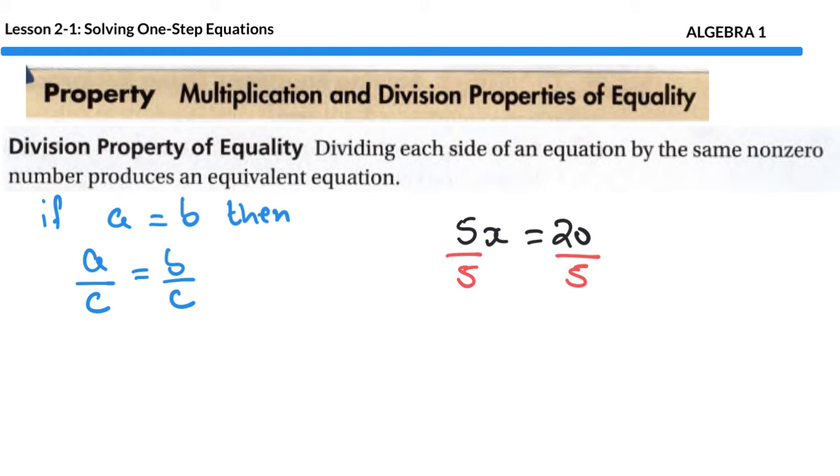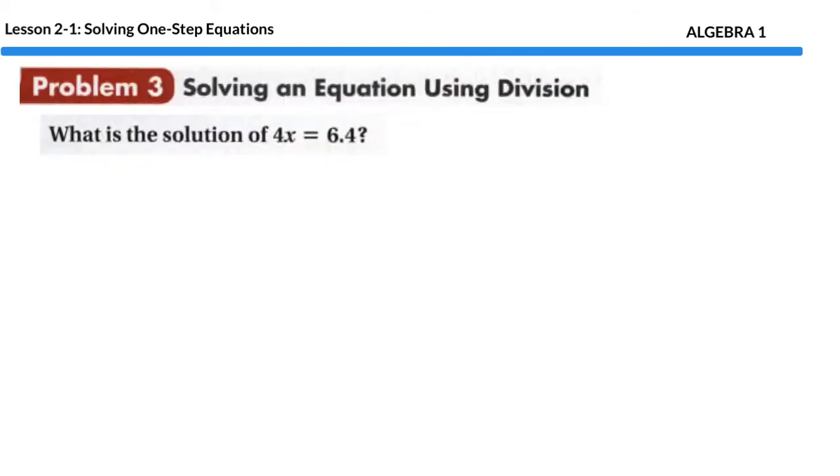A quick review again. How do you remove multiplication? It is by division. How do you remove division? By multiplication. How do you remove addition? By subtraction. How do you remove subtraction? By addition. Great. Now let's move on to the problems.